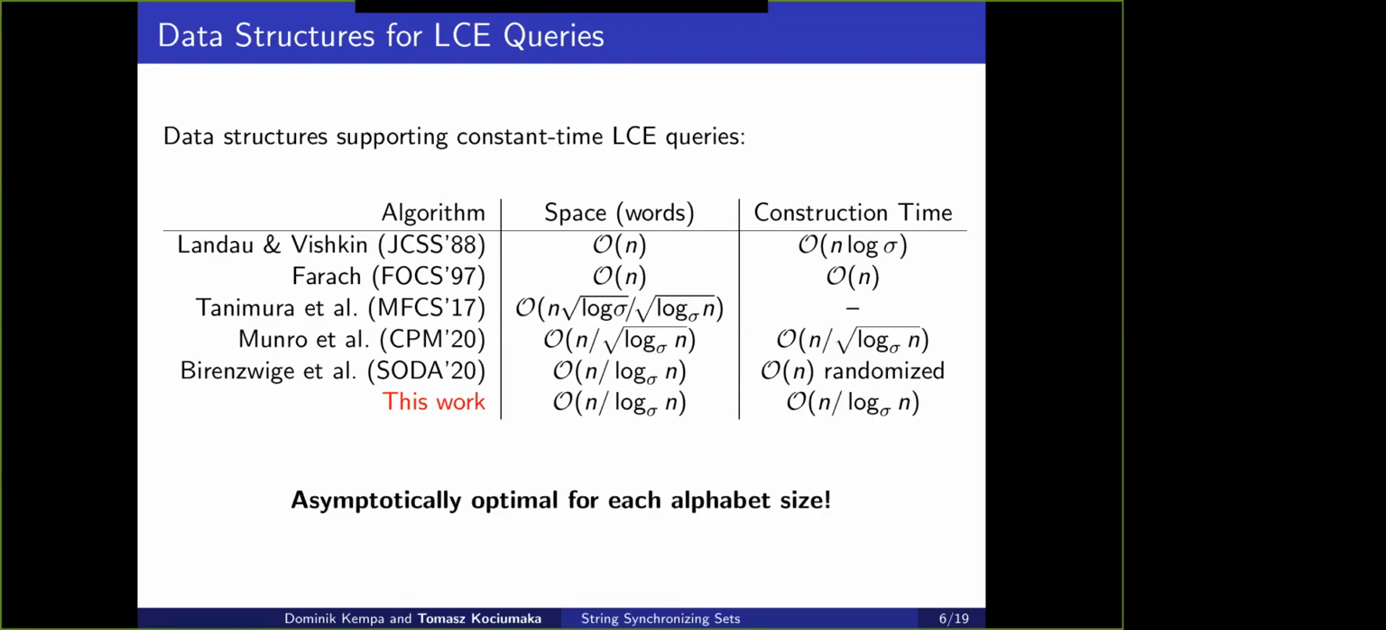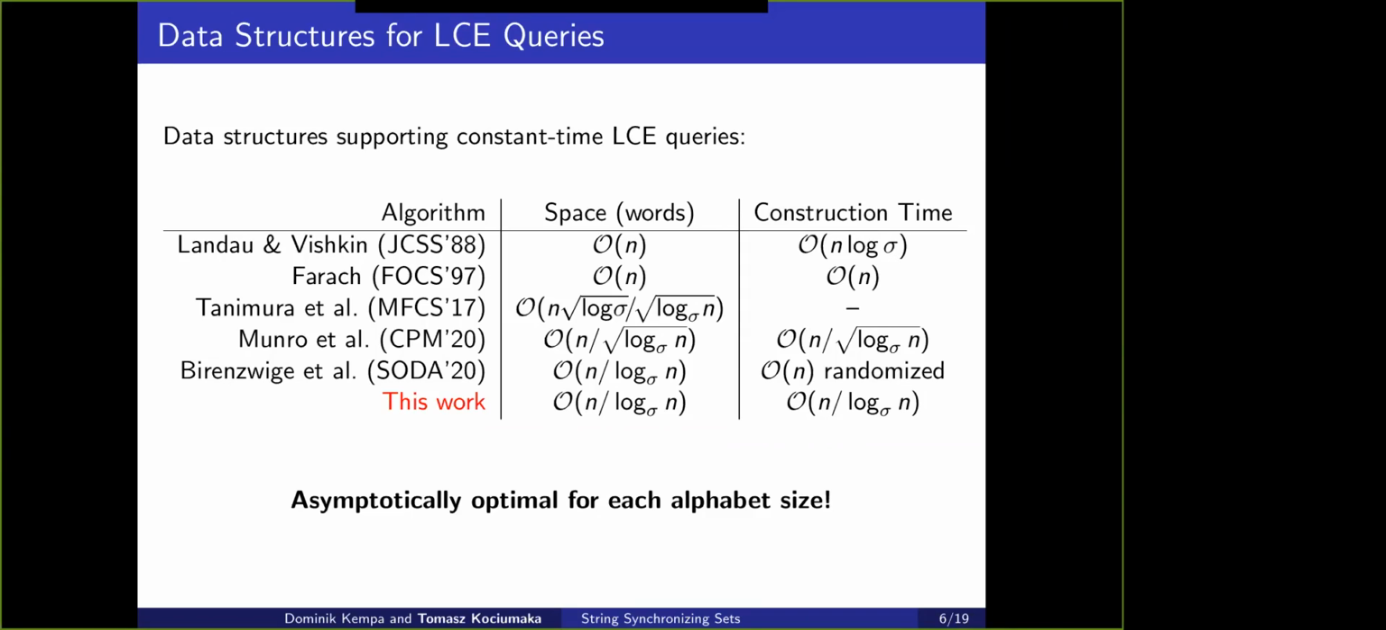And here our contribution is a fully optimal data structure. So we have constant time, n log sigma bits of space, and n over log base sigma n construction time, which is necessary already to read the input, for example. So here the improvement upon the work of Birenzwige and others is just the construction time, but we managed to get a fully optimal data structure. So unless you are going to measure your instance size in some more subtle way, using something more than just the alphabet size and the string length, this is the end of the story for LCE queries.